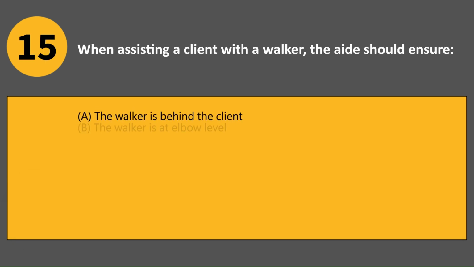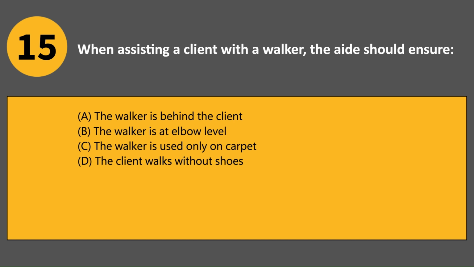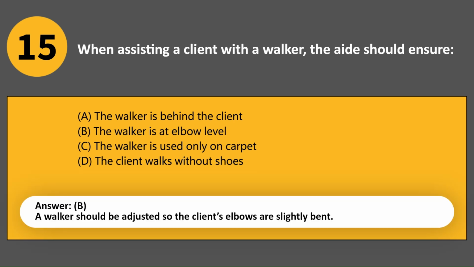When assisting a client with a walker, the aide should ensure: A. The walker is behind the client. B. The walker is at elbow level. C. The walker is used only on carpet. D. The client walks without shoes. Answer: B. A walker should be adjusted so the client's elbows are slightly bent.